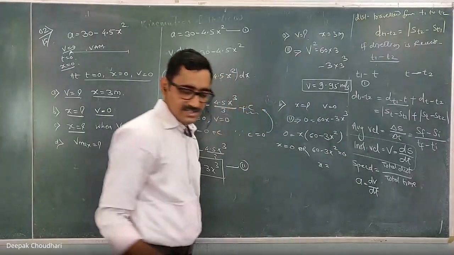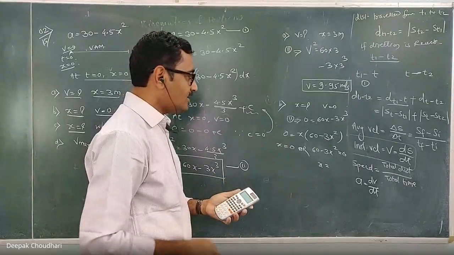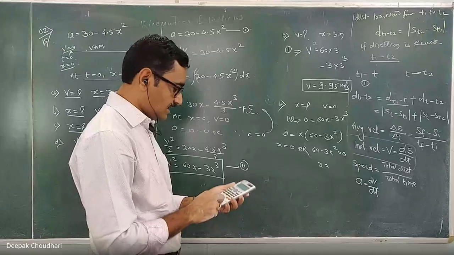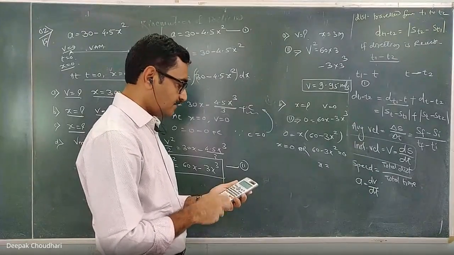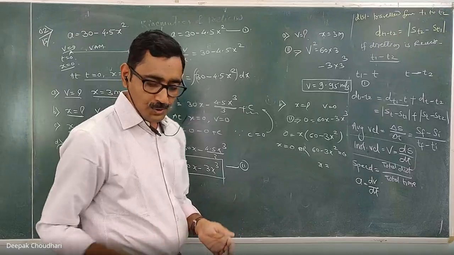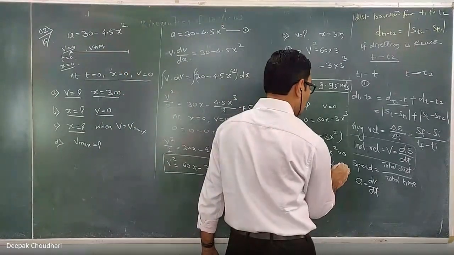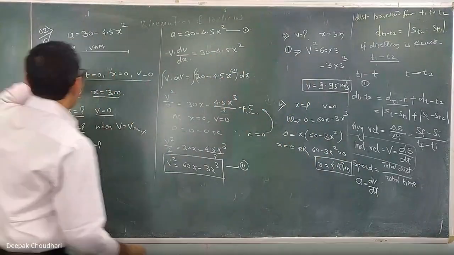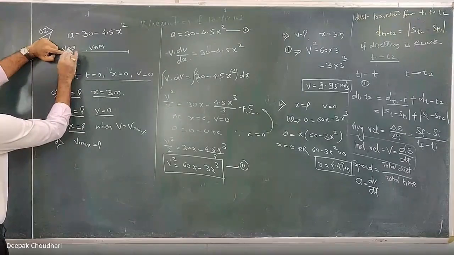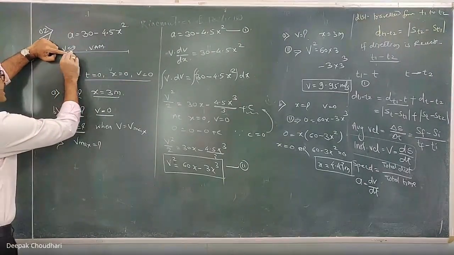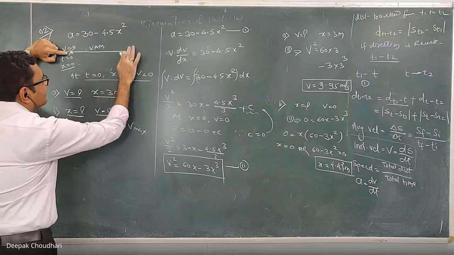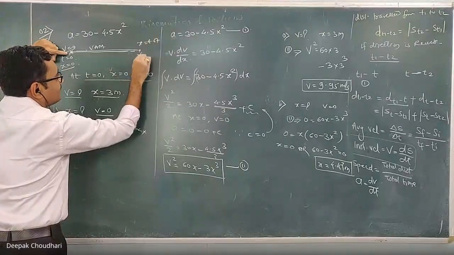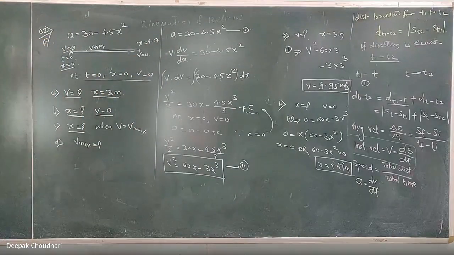So what is x? In this second part, calculate. Use your calculator. 3x square equal to 60. x square equal to 60 by 3, that is 20. So x equal to root 20, 4.47. So x equal to 4.47 meter. It is a displacement. So at this displacement, see here, the particle starts from rest here, and the particle is moving in this direction. Once it goes to x equal to 4.47 meter, its velocity becomes 0 again.